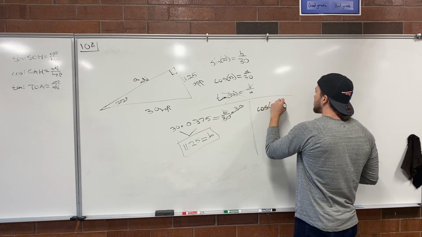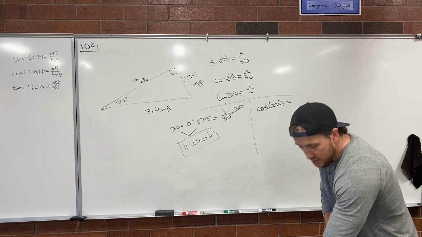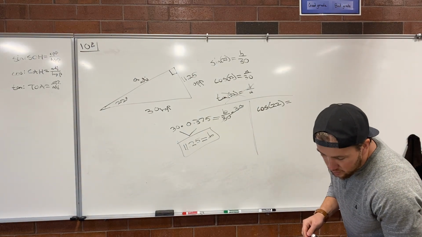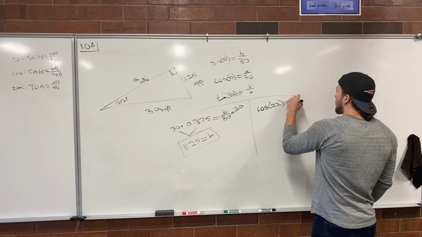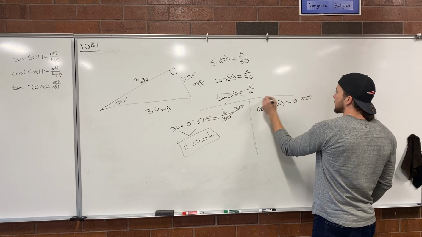Cosine of 22 equals, and one more time, it was 0.927.